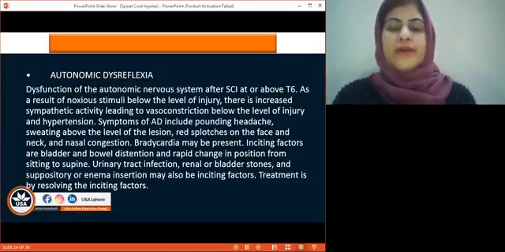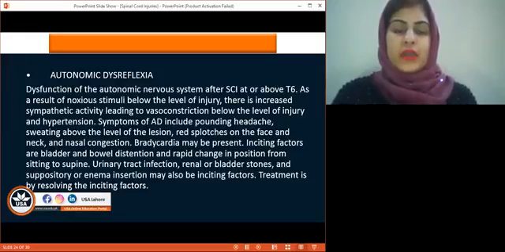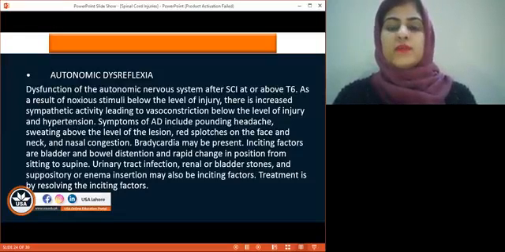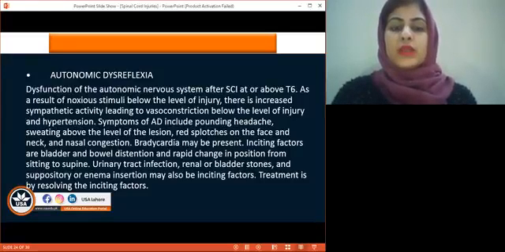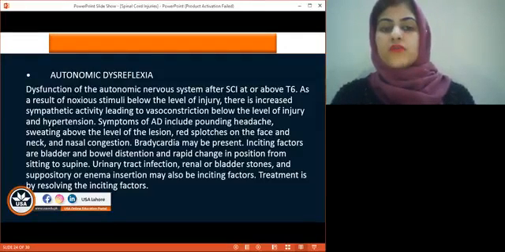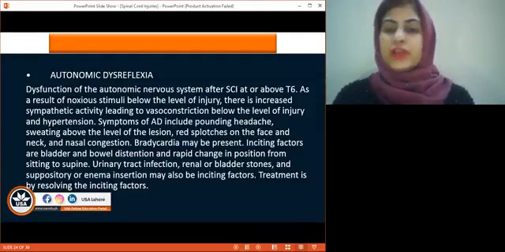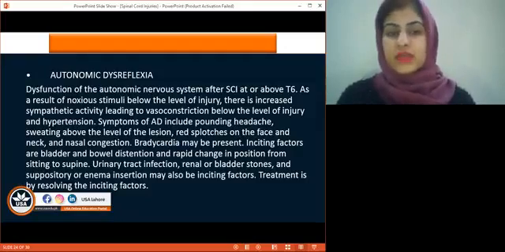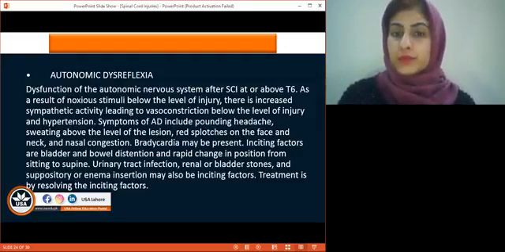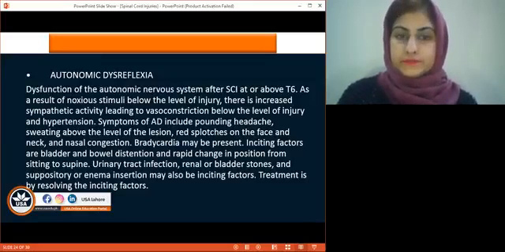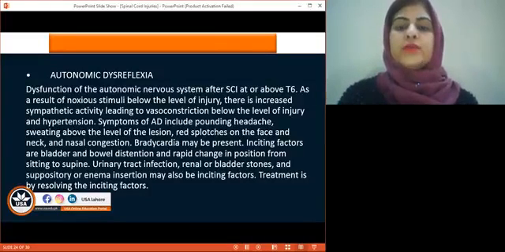So the next thing we have is autonomic dysreflexia. Dysfunction of the autonomic nervous system after spinal cord injury at or above T6. This occurs as a result of noxious stimuli below the level of injury. So there is increased sympathetic activity that will lead towards vasoconstriction, that too below the level of injury, and hypertension. Symptoms of autonomic dysreflexia include pounding headache.